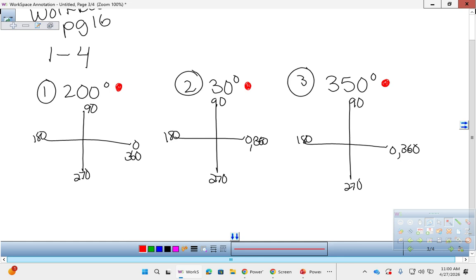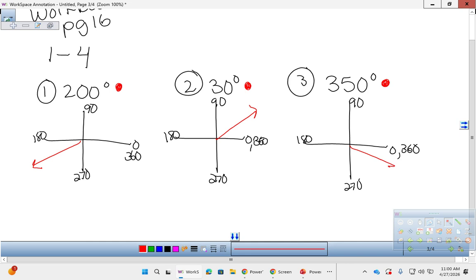All right, can someone tell me at least what quadrant I am in if my standard angle is 200 degrees? Alright, we're in quadrant 3. What quadrant am I in if my standard angle is 30 degrees? 1, okay, we're doing good here. Alright, what about 350?